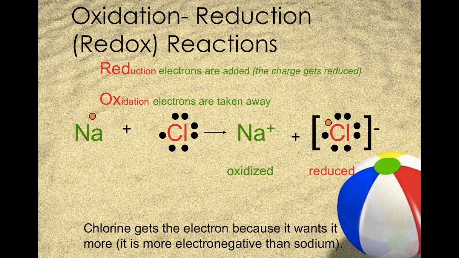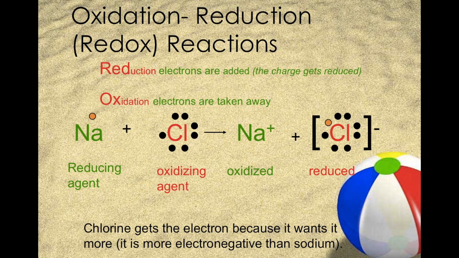And when this happens, we say that the chlorine atom is reduced because it's got a more negative charge than it did before, or it's got more negative charges around it. More electrons, so it's reduced. And the sodium atom is said to be oxidized. So oxidized means that it has a more positive charge.